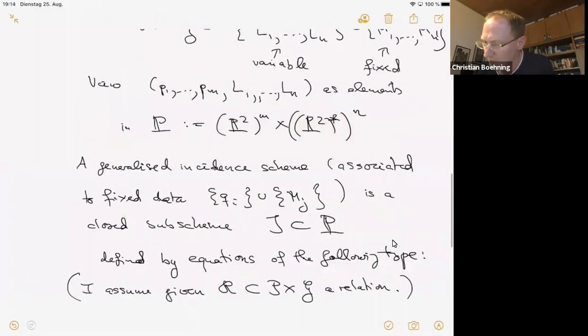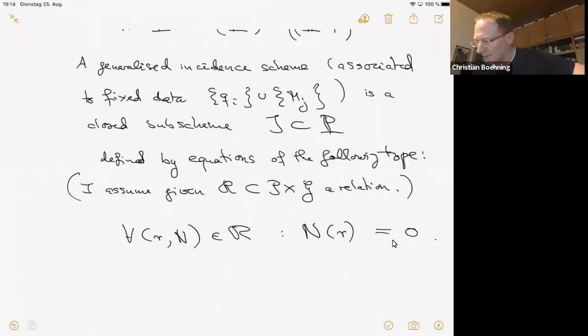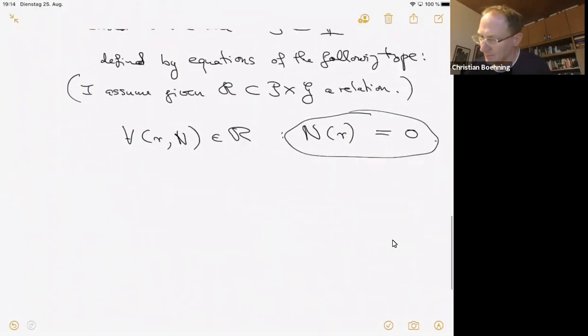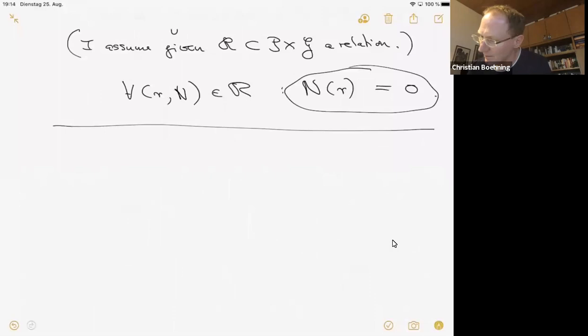For example, if you have just one point and one line in P2, then this projective space would be the product of P2 and P2 dual. And then this equation could be of bidegree (1,1) if both the line and the point are variable, or (0,1) or (1,0), or it could be tautologically satisfied or not satisfied if both of them are fixed. Let me give you an example, which will help to elucidate what I mean. This is an example that we'll use in the sequel.